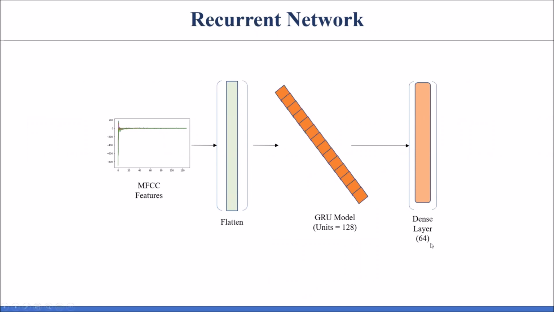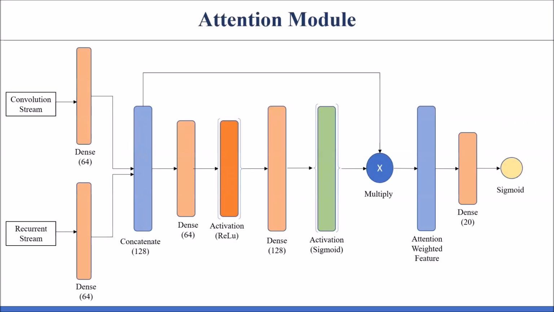Both the convolution stream and recurrent stream use a dense layer of 64 units to convert their feature vectors to an equal length that is later used in the attention model. Now we merge the features of the two streams using an attention network. The equal sized feature vectors from both the streams are first concatenated. This concatenated feature vector of 128 length is then passed through a dense layer of 64 length and ReLU activation.